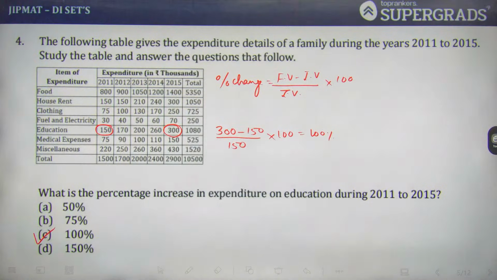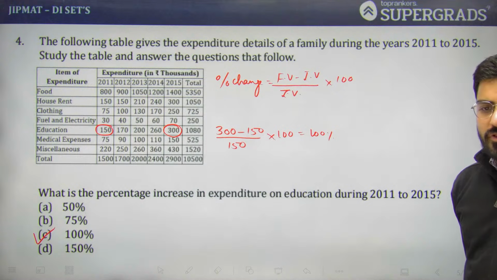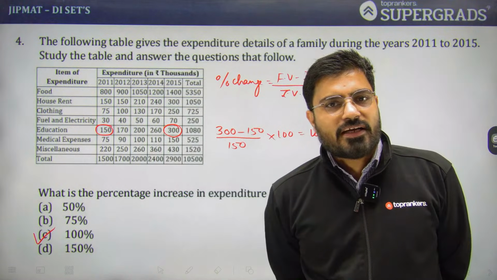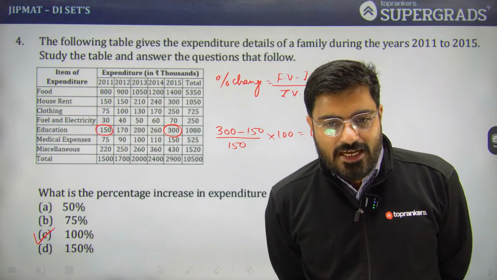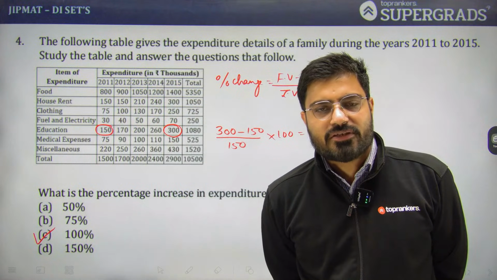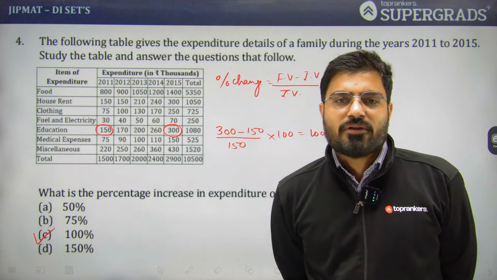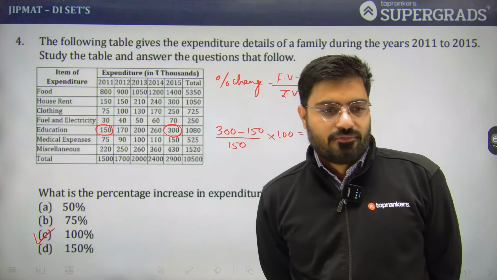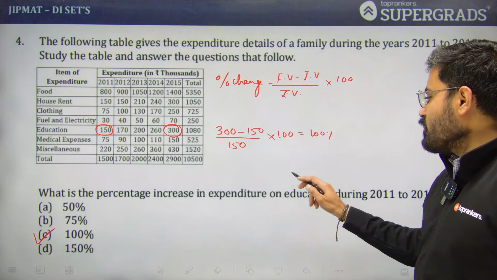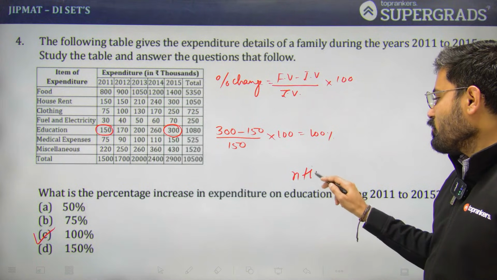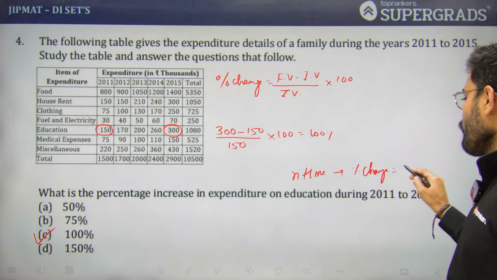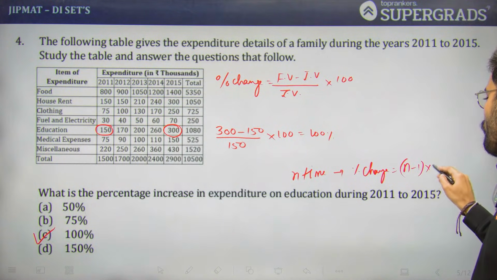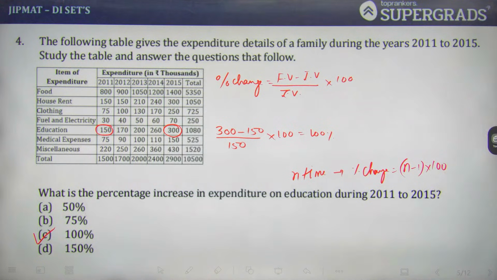And without even using the formula, you can see that it was initially 150 and now it has become 300. So it has doubled. If something doubles, then the change is how much percentage? 100%. If something triples, then 200%. If something becomes 9 times, then 800%. Got it? So if something becomes n times, then percentage change is equal to n minus 1 into 100.